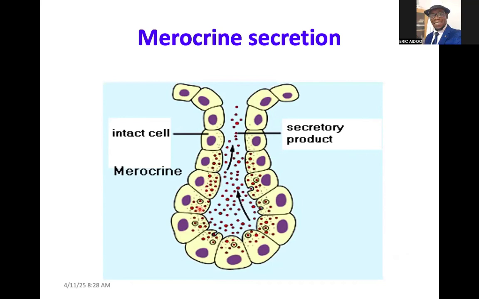So these are the secretory cells in the secretory unit, and they are producing these substances which will be transported outside by exocytosis. So these particles will be containing the substances that have to be released. Okay.